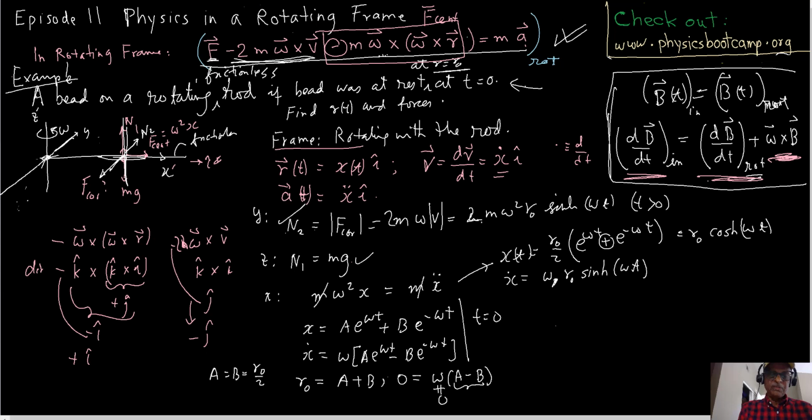So we got this force, we got the Coriolis force, and this is the centrifugal force. So F centrifugal is going to be m omega square times x, so m omega square r0 cosine hyperbolic omega t, t greater than 0. So we got the centrifugal force. We got all the forces.